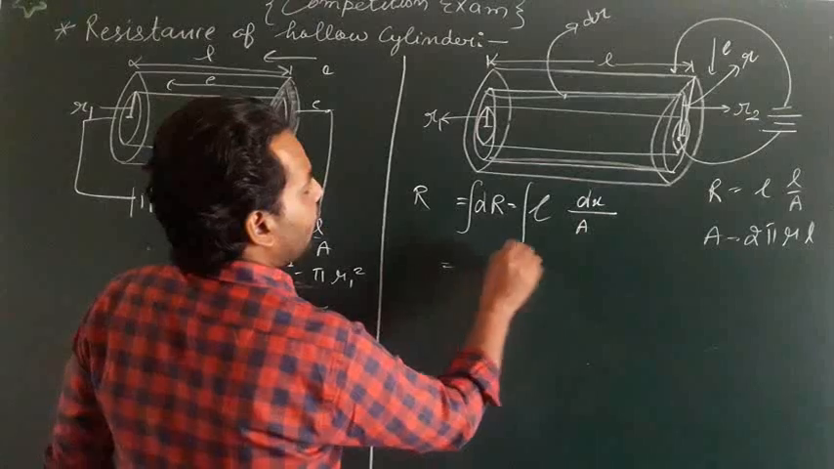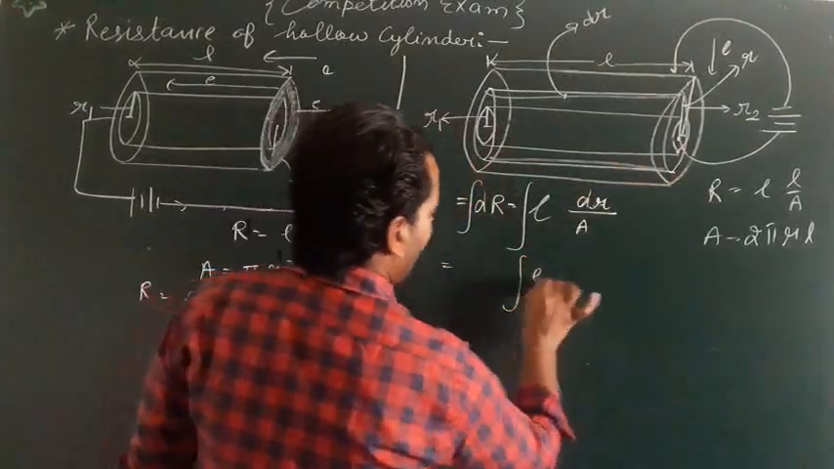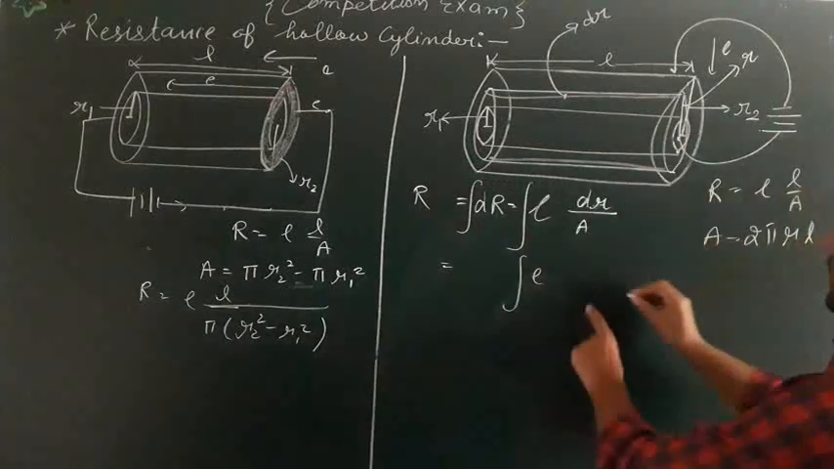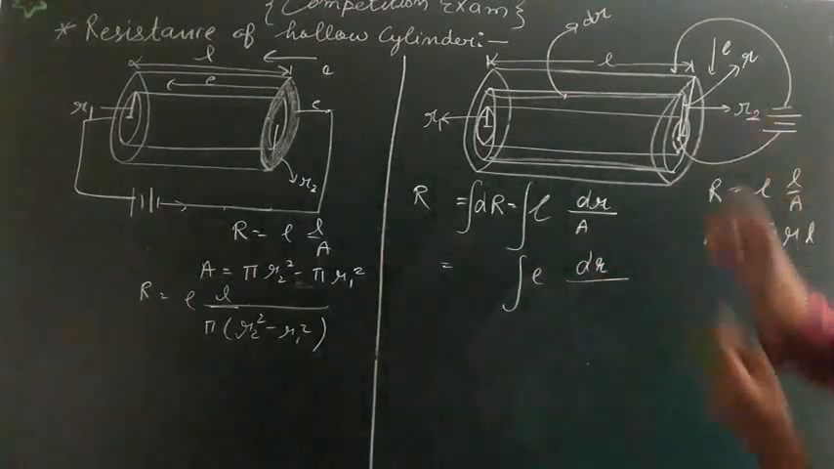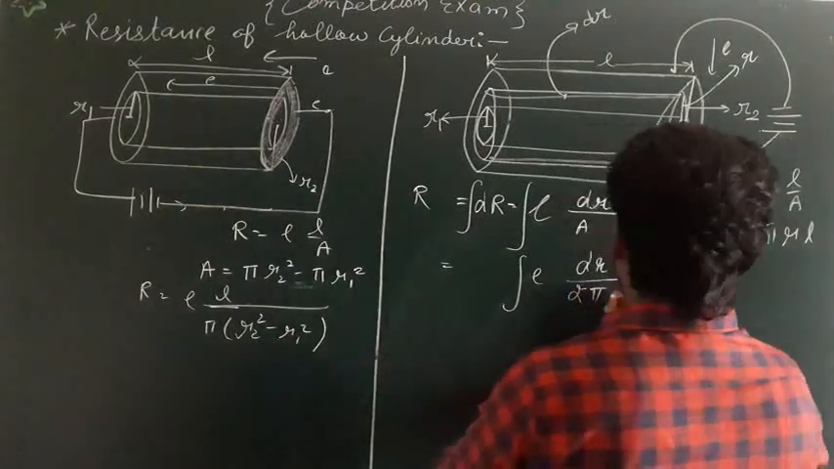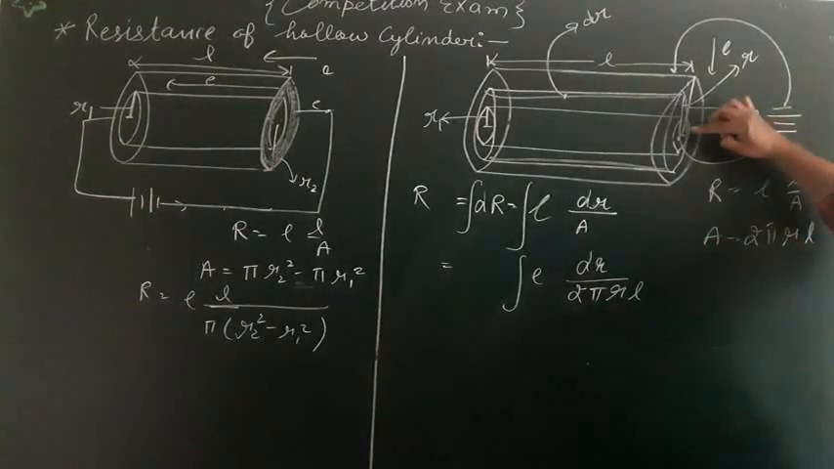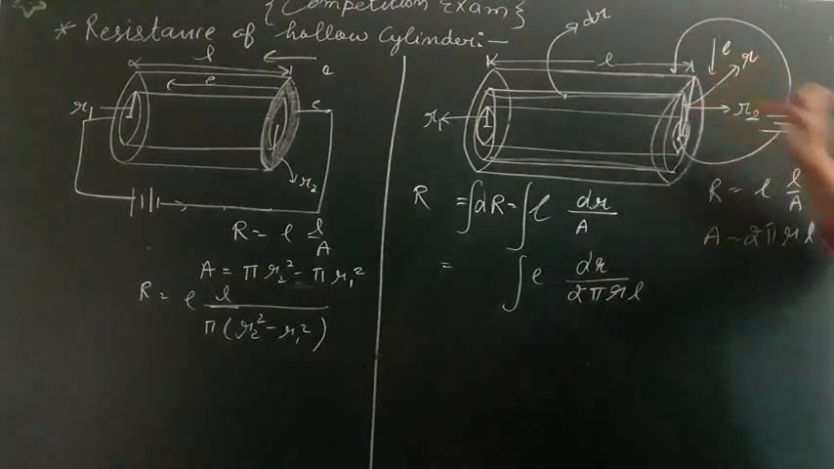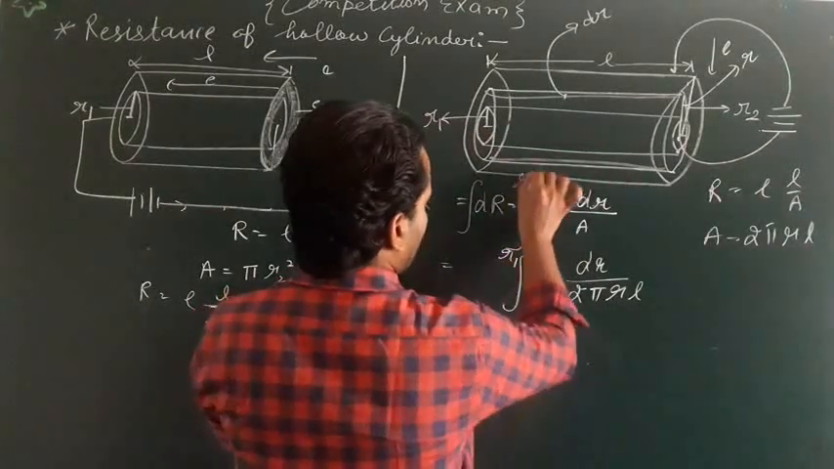So this is equal to, we will take a dr, not dx. So that is equal to the integration of rho. What is dr? dr is the thickness, or the length through which the electron is moving. What is the area? Area is 2 pi RL. So we see here the electron moving from R1 to R2 or R2 to R1, so we integrate it from R1 to R2.